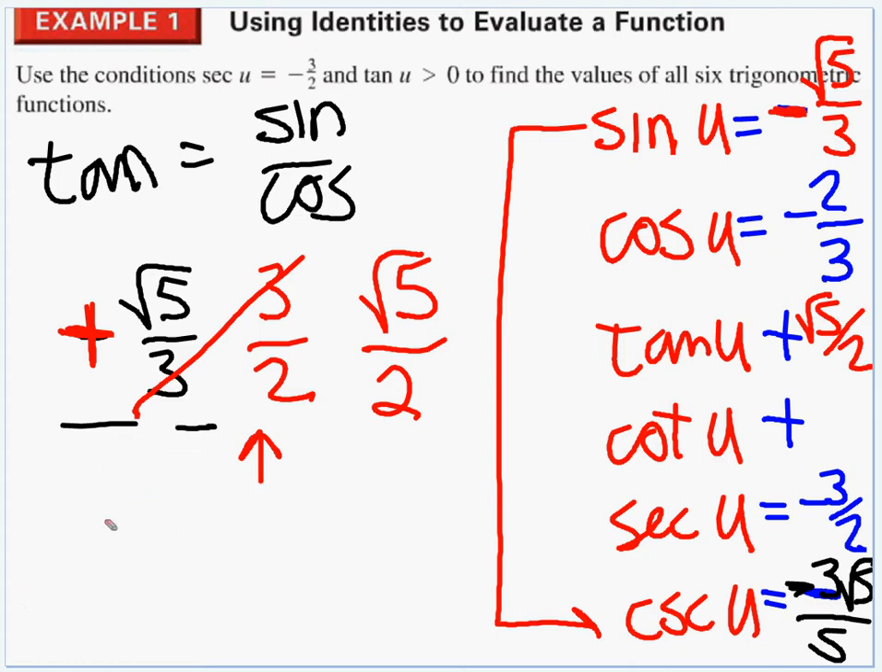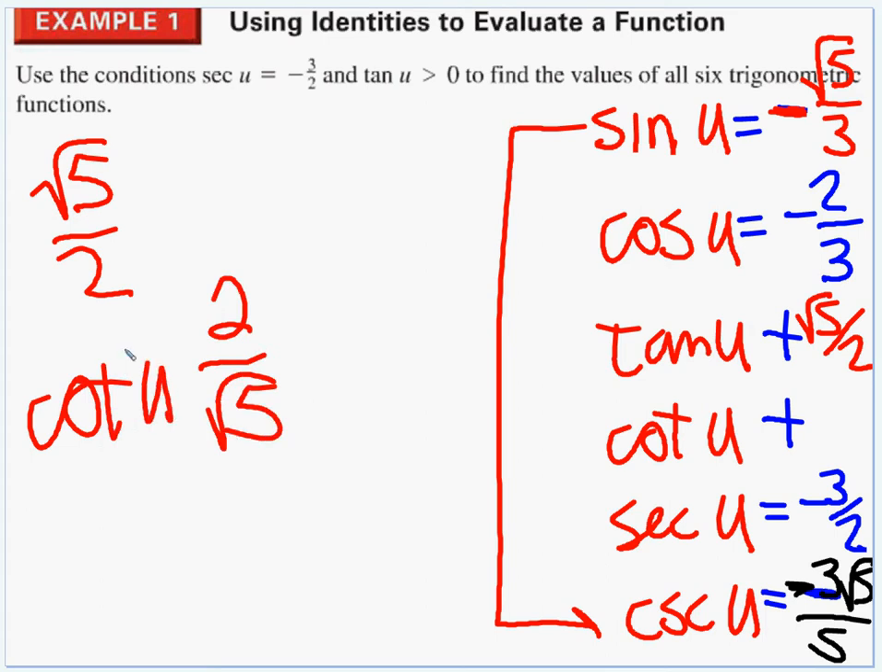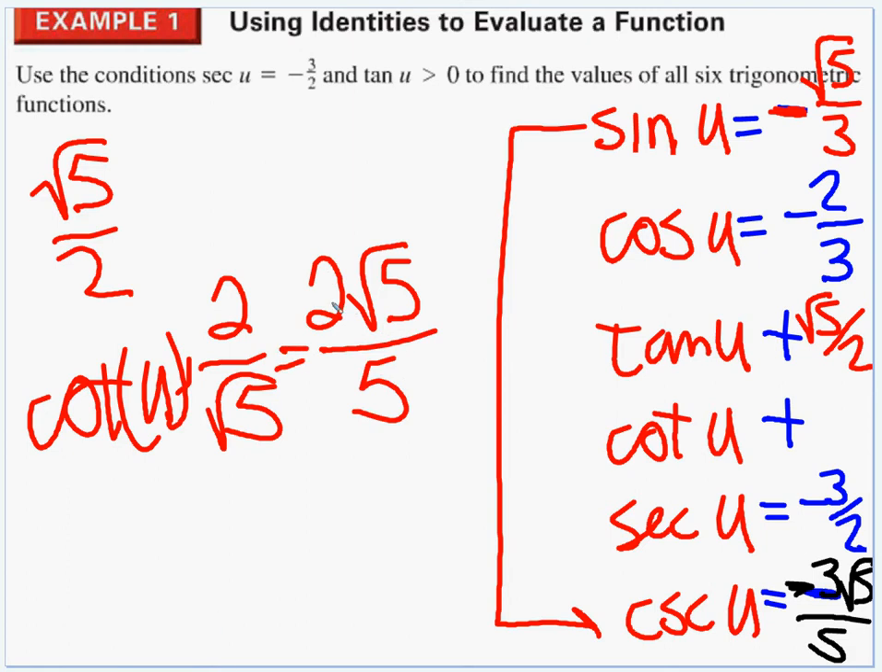Okay, we got tan. Let's flip it over to get cotan. So if tan is root 5 over 2, then cotan is going to be 2 over the root of 5. But once again, we've got a radical downstairs in the denominator, so we're going to multiply the numerator by that radical, and then that means our denominator is now radical free. 2 root 5 over 5, and we already know that it is positive. So there's all 6 of the trig functions based on just knowing one of them and the sign of some other trig function, either positive or negative.